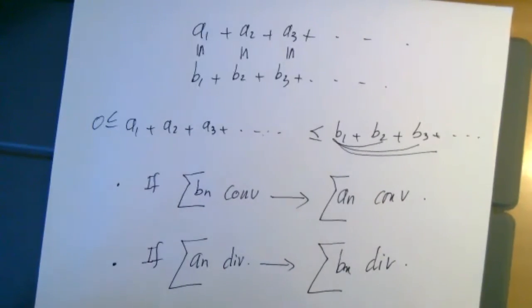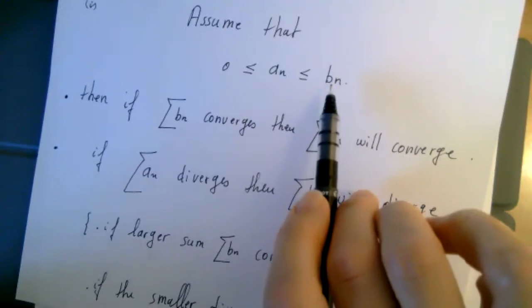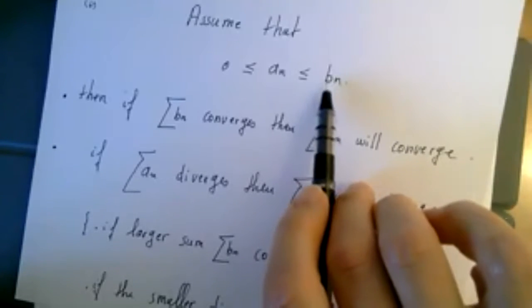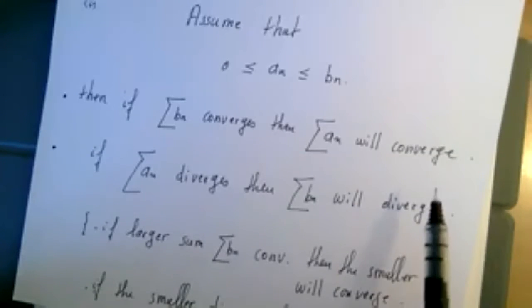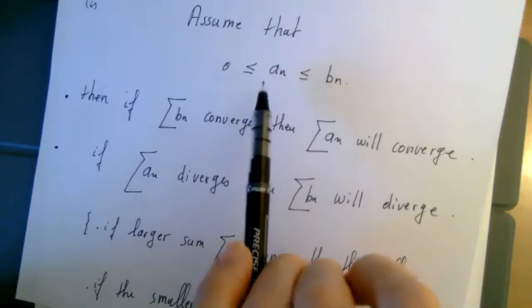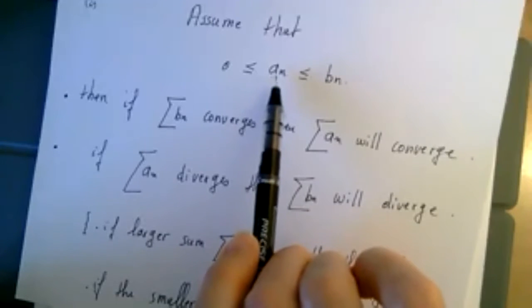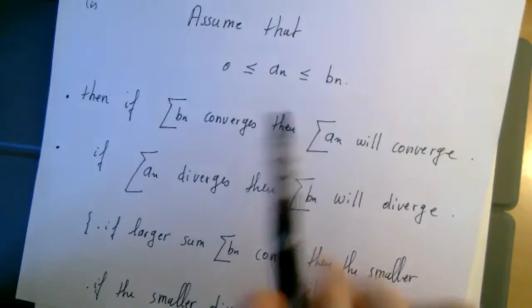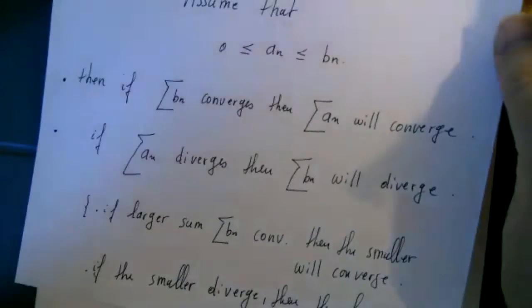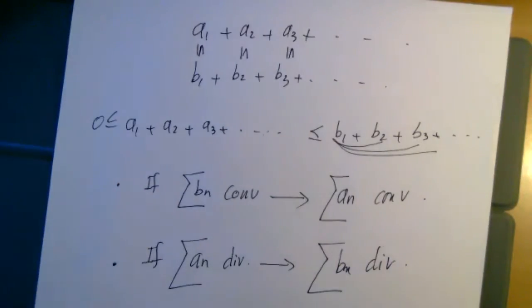So the comparison test tells me the following, and that's exactly the statement. If the larger series converges, meaning when I add the bn, we get close to a number, the smaller one will also converge, it cannot blow up. And if the smaller one diverges, if adding the an diverges, adding the bn will also diverge. So that's what the ordinary comparison test is telling us. So first let us see an example of how to use it, and then we proceed.